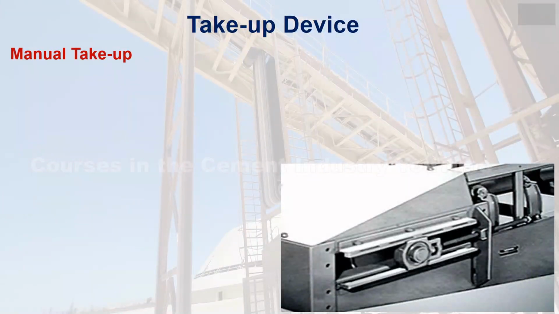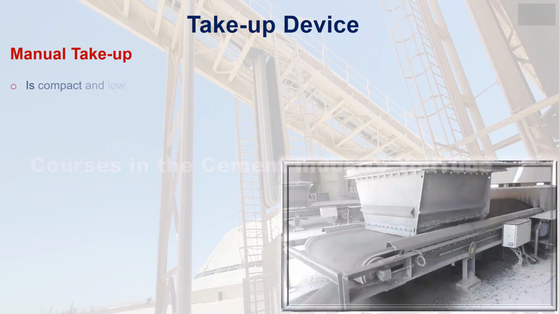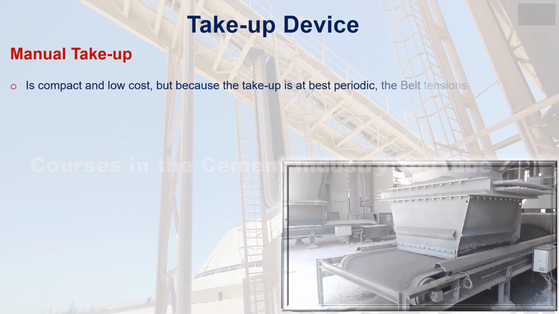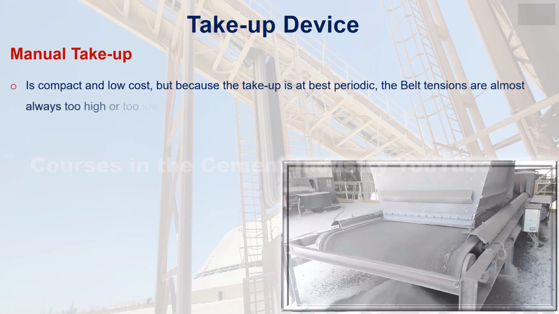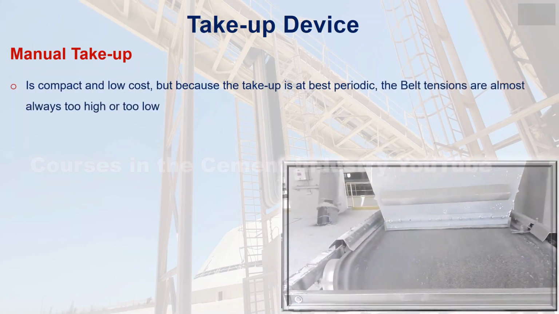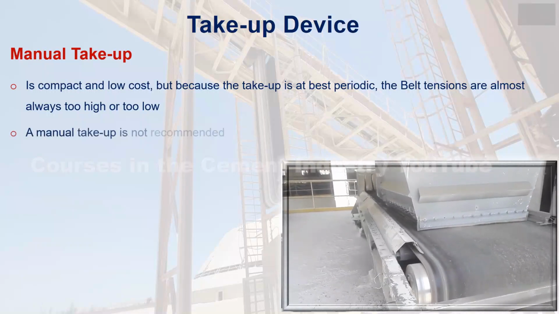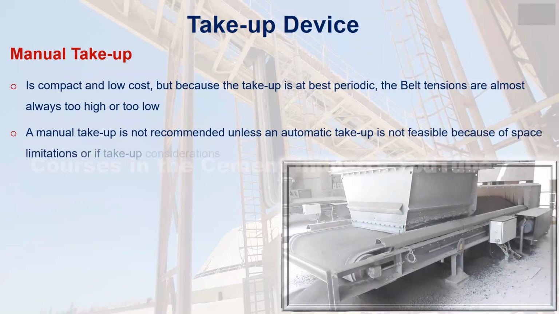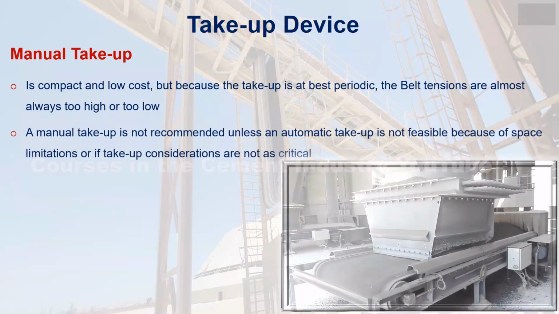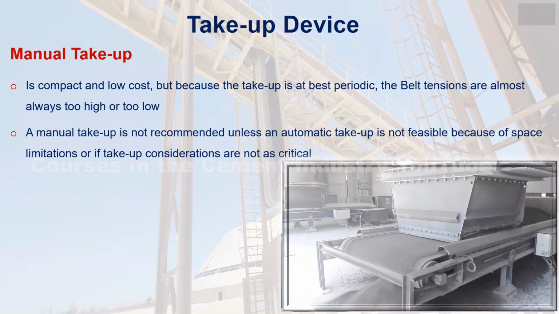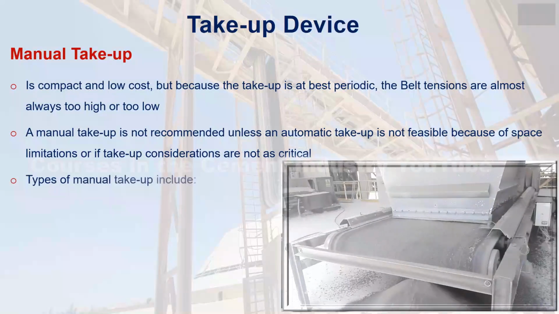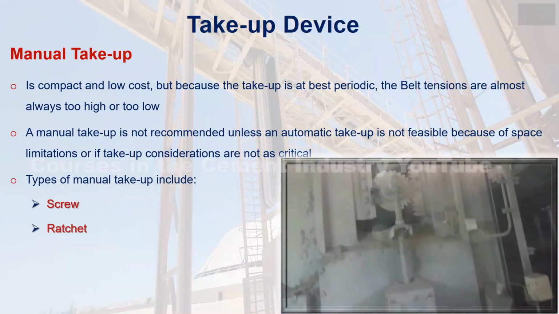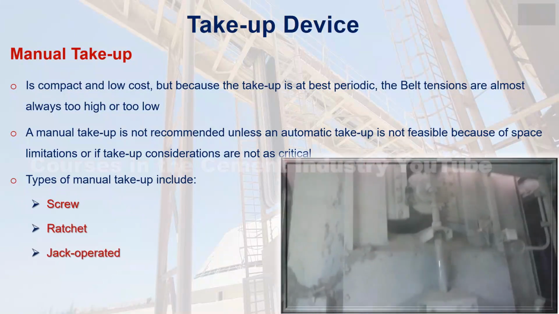Manual take-up. 1. Is compact and low cost, but because the take-up is at best periodic, the belt tensions are almost always too high or too low. 2. A manual take-up is not recommended unless an automatic take-up is not feasible, because of space limitations, or if take-up considerations are not as critical. Types of manual take-up include 1. Screw. 2. Ratchet. 3. Jack operated.